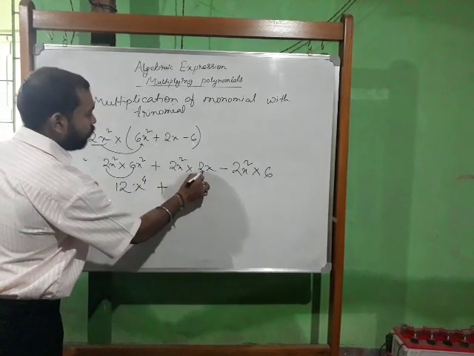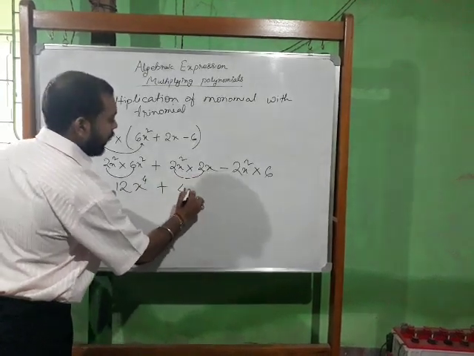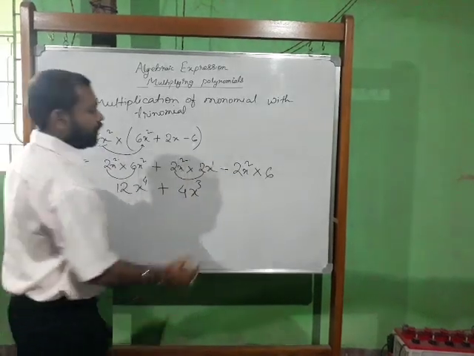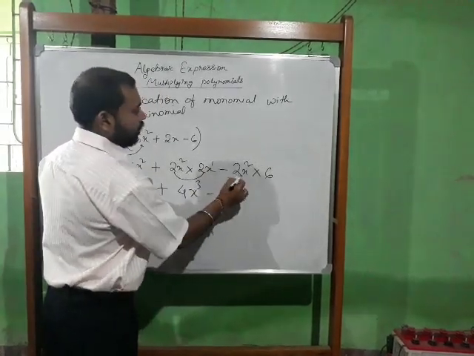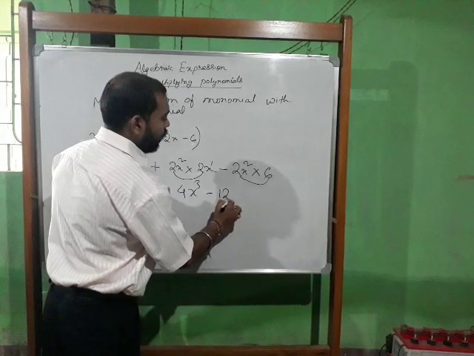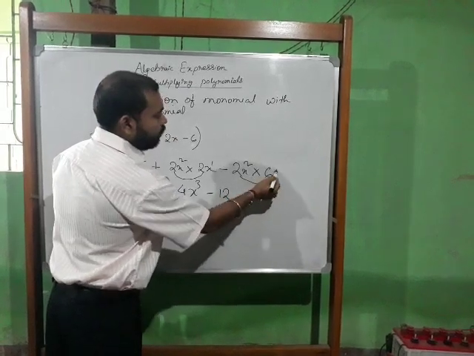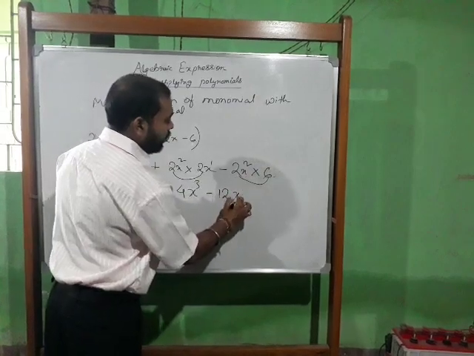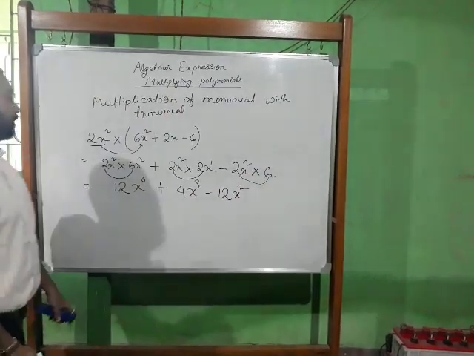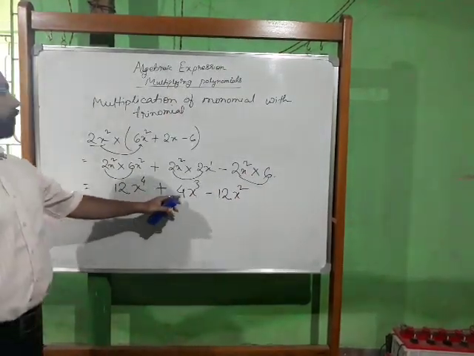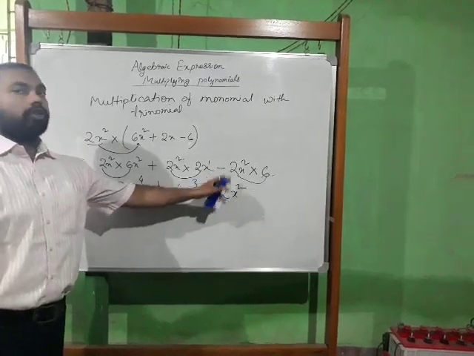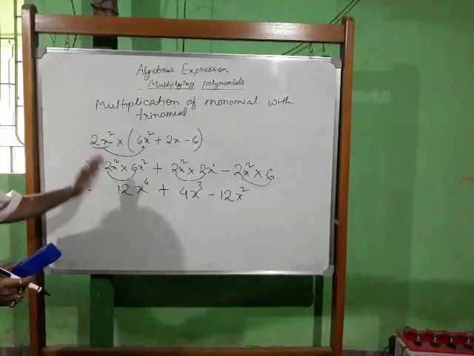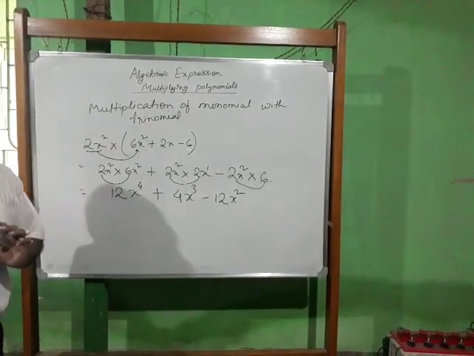Similarly do like this. 2 into 2 is 4, x to the power 3, because here nothing is there, 2 plus 1 is 3. Then minus 6 into 2 is 12. Here no variable is there, so no need to consider it, only x square is there, so write x square. So this is the answer: 12x to the 4 plus 4x cube minus 12x square. So in this way we will multiply a monomial with a trinomial.